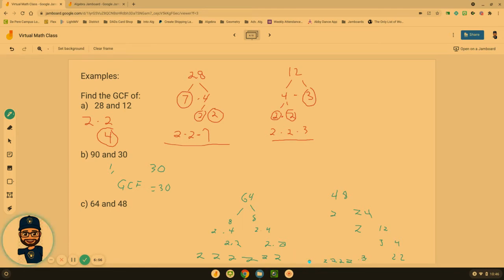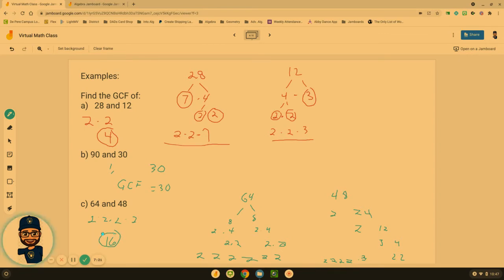So how many 2's, right? This one's only got 2's. 2 times 2 times 2, 6 times. This one's got 2 times 2 times 2 times 2 times 3. So the most that they have in common, the greatest, is 4 of them. 2 times 2 times 2 times 2. 2 times 2 is 4, times 2 is 8, times 2 is 16. So that greatest common factor here would have been 16.